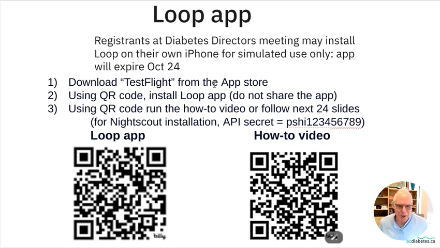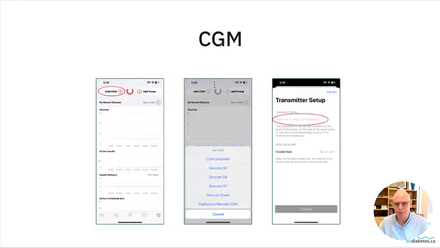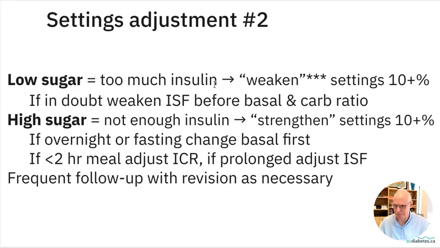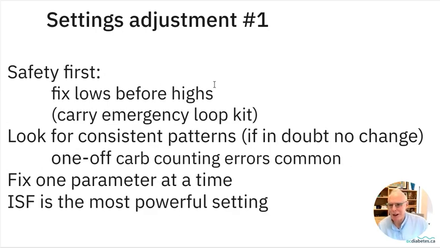Now, many of you may already have installed the Loop app. Here on the left is a QR code for the Loop app, and on the right, a QR code for a how-to video. We are not going to spend time looking at how to install it now, so I'm going to fast forward through the next 25 slides. Let's now talk about adjustment of settings.